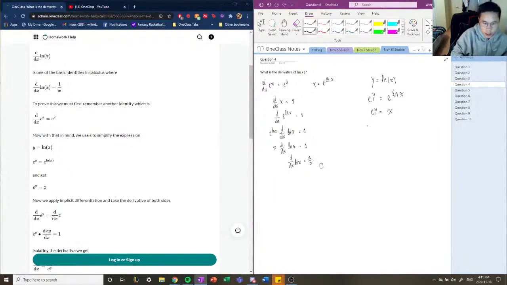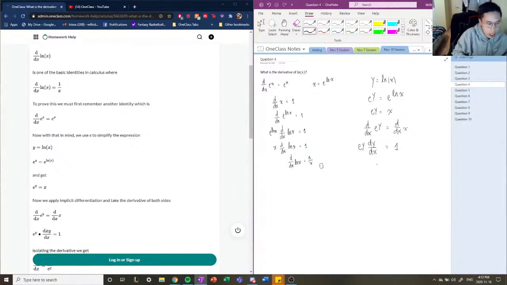Now they're going to differentiate both sides. They're going to implicitly differentiate both sides. So d/dx of e to the y equals d/dx of x. Okay, they're going to differentiate both sides. Well, if they implicitly differentiate, this is a chain rule again, right? So it's going to be e to the power of y times dy/dx, or y prime, I guess you can say, right? Because that's going to be the derivative of y. And here, you don't really need to implicitly derive because d/dx of x just equals 1.